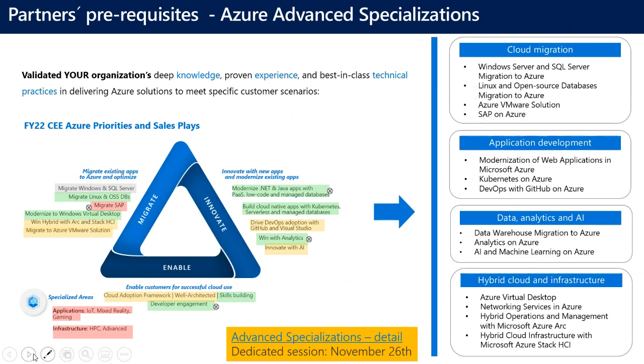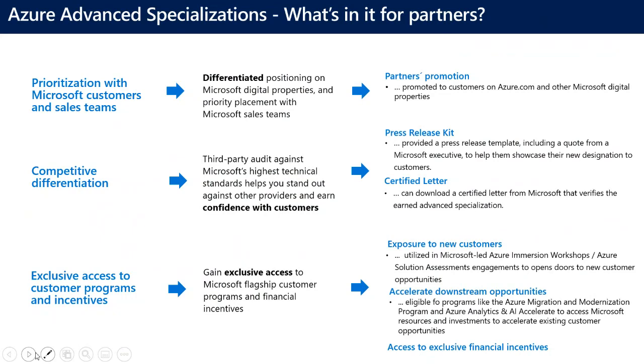But why should you care? This is a very important topic for you. With this advanced specialization, we can prioritize you and present you in front of customers and Microsoft sellers, as a differentiated positioning among other partners. It also supports customer confidence that you are selected as the best partner for driving specific scenarios. And advanced specialization is the link to exclusive customer programs and incentives. With this, you can benefit from all of these go-to-market programs, use the acceleration programs we'll speak about later, and get access to exclusive financial incentives.